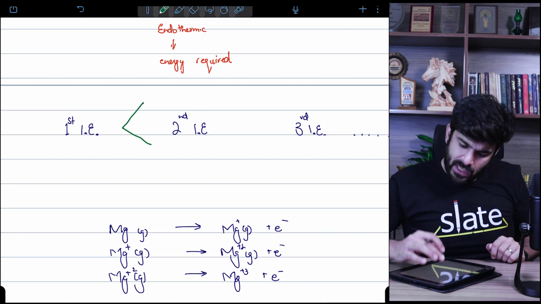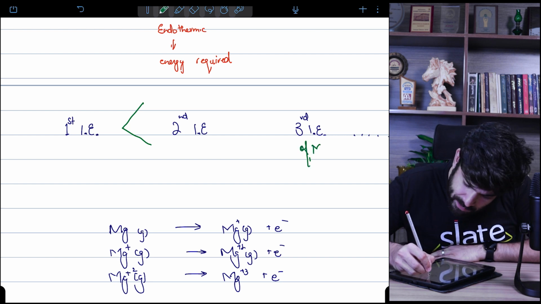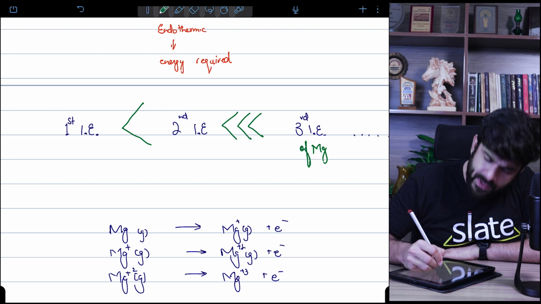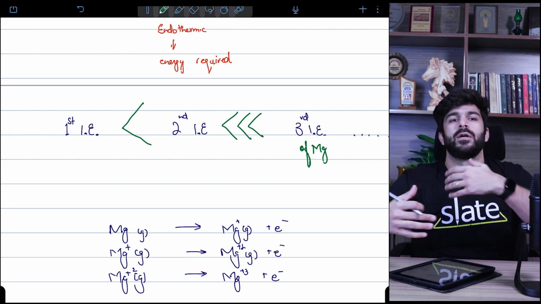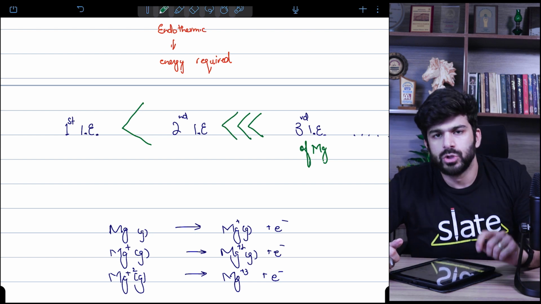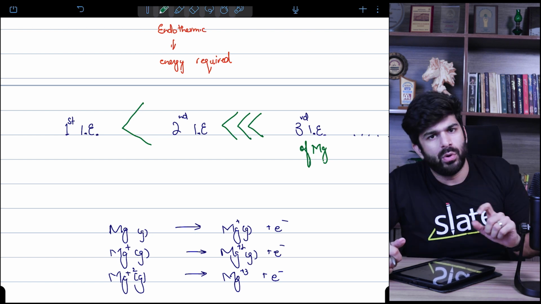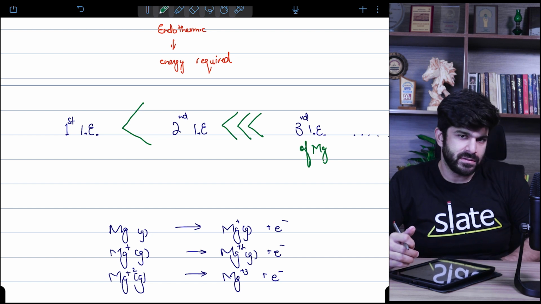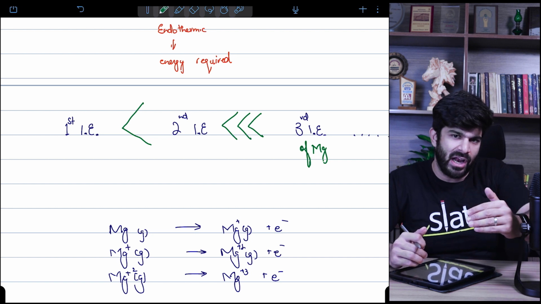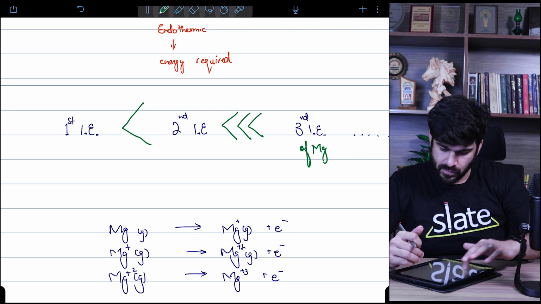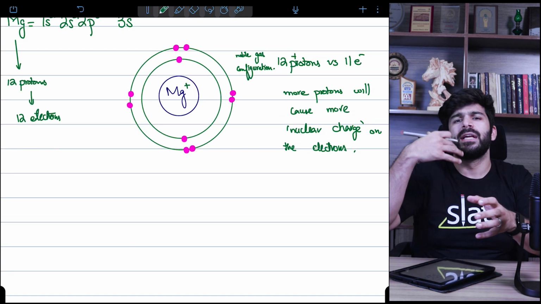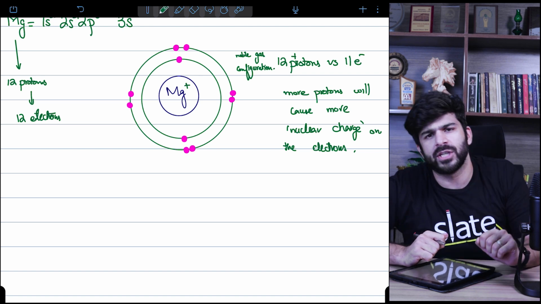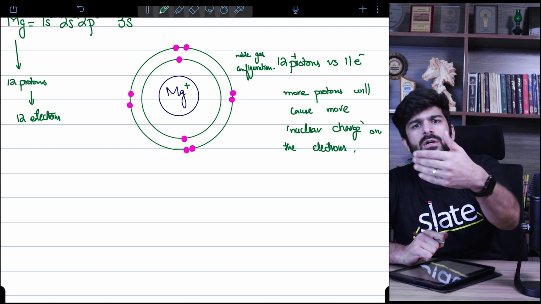So in that case, the third ionization energy of magnesium, not for every other one, will not just be higher, it will be much higher than the second. So we know that every successive ionization energy will increase. The ionization energy values will keep on increasing. And we can even guess or calculate the group number on the basis of the ionization energy values, which we will look at in a while.